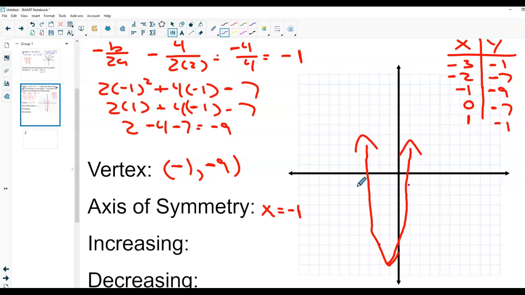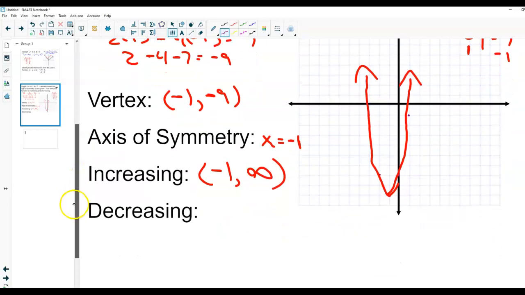All right. It just does need to be a rough sketch, but please make sure your graph is curved. Where is it increasing? It's going up from -1 to infinity on the x-axis. Remember, increasing is all about the x-axis. Where is it decreasing? It's decreasing from negative infinity to -1.